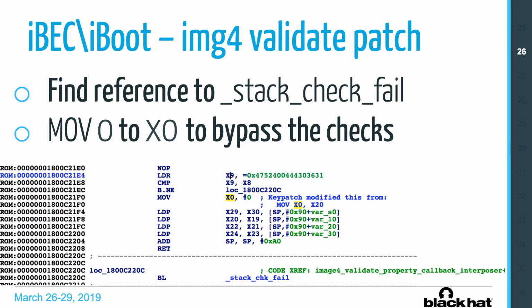So all we need to do is just scroll down to the end of the function, and we will see a reference to stack check fail. And before that, it is going to calculate the return value. Just make sure that we always return 0 into x0, which means all the checks will be successful.